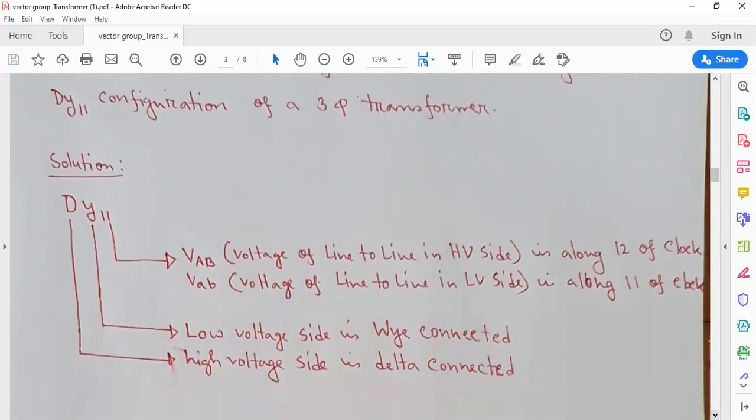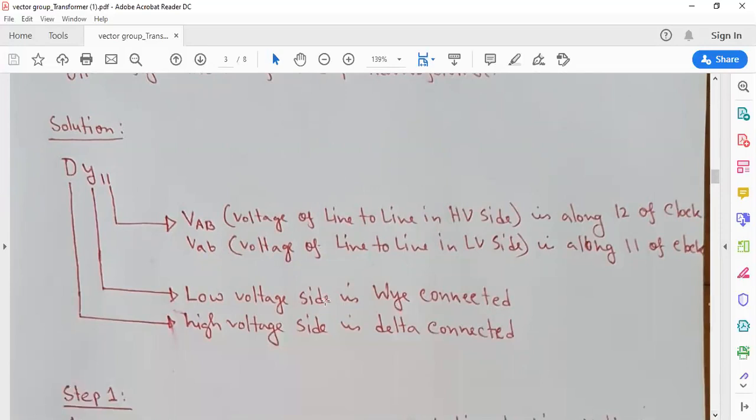First, we need to know what is DY11. We already know that, right? So, what is D? D means delta connection. And we see that the D is capital D. That means high voltage side is delta connected. Capital D means high voltage side. Y: low voltage side is Y connected.